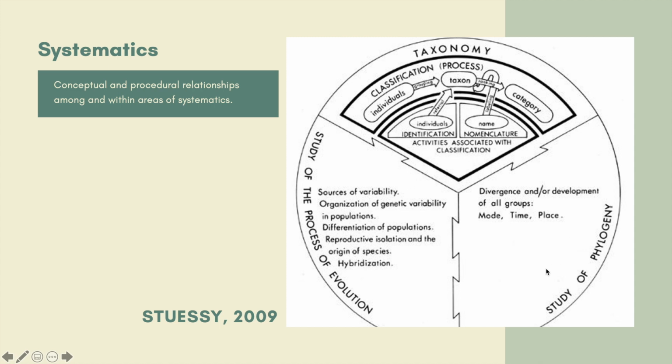The next one is the study of phylogeny, wherein we see the divergence or development of different groups, both in the parameters of time and space, and how this happens. So the study of phylogeny is actually very important for systematics because here we always use cladograms or the tree of life. So that's how systematics is used.